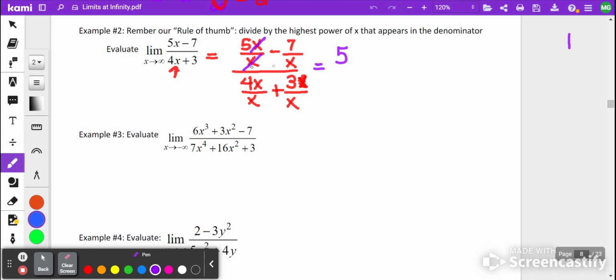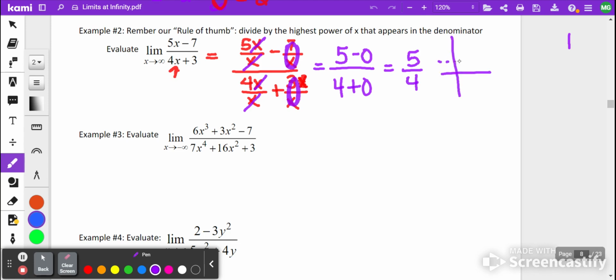7 over x as x approaches infinity approaches 0. So we have 5 minus 0 over. These x's cancel out and we're left with 4. And this approaches 0 as well. As x approaches infinity, the limit of this would approach 0. When we clean this all up, we can clearly see that this function would approach 5 over 4 as x approaches infinity. So in other words, if we were graphing this, we would have an asymptote at 5/4 or 1 1/4, so it would be approaching 5/4 as x approaches infinity.